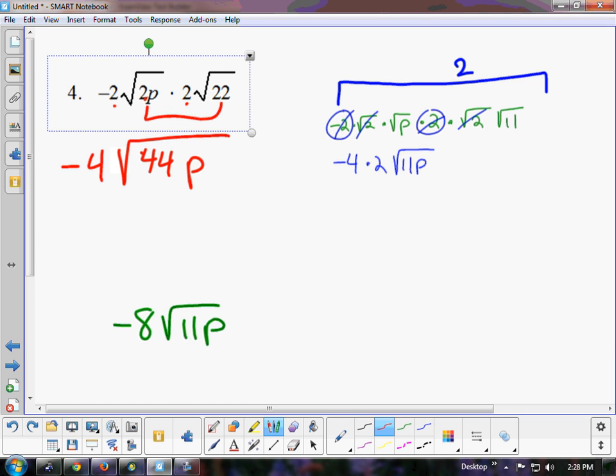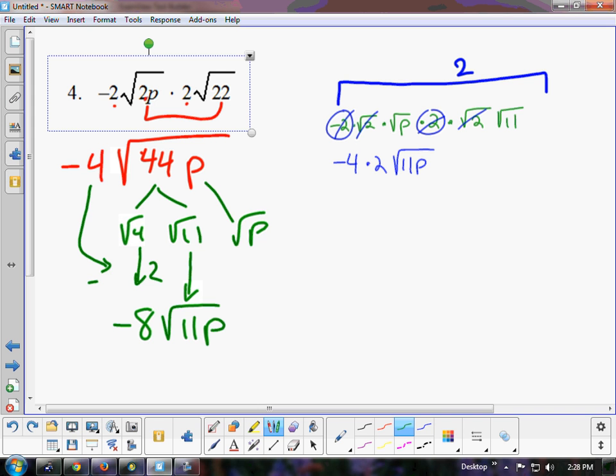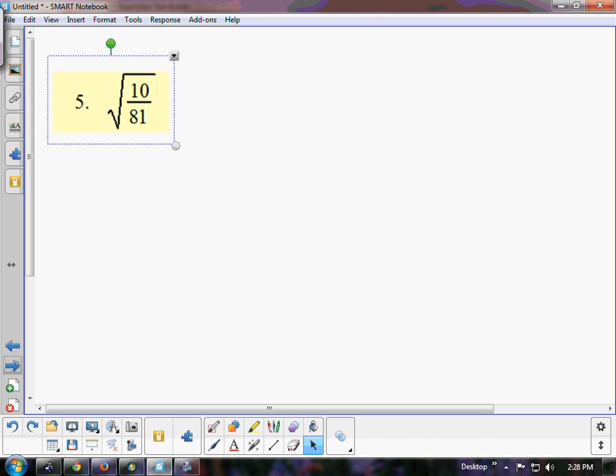Now I can see that this produces a radical 4 and a radical 11, and the p is just radical p. And I can see how the 11 stays, and the 4 comes out front as a 2 and gets multiplied by the -4 to get your -8 here. So that's a little bit quicker, but you might not be able to see that way. Either way is acceptable. Moving on to the next one, number 5.